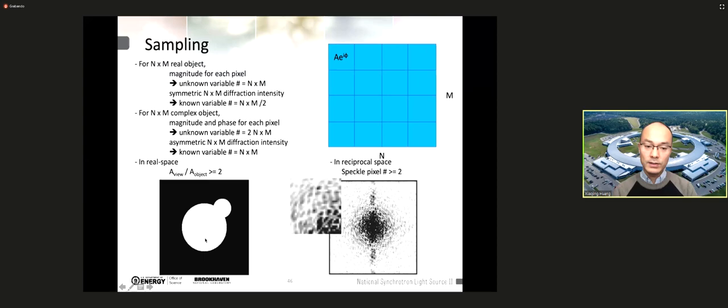And if this sampling condition is satisfied in real space, then in Fourier space, each speckle will be occupied by at least two pixels during the detection. So once this sampling condition is satisfied, this problem in principle is solvable.